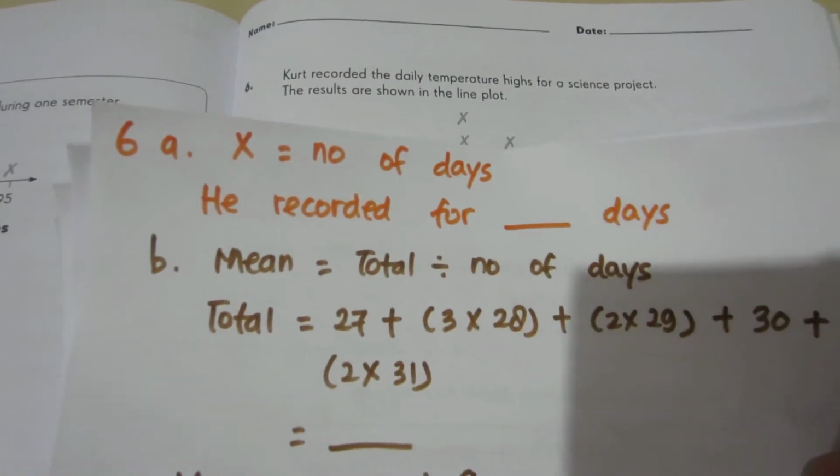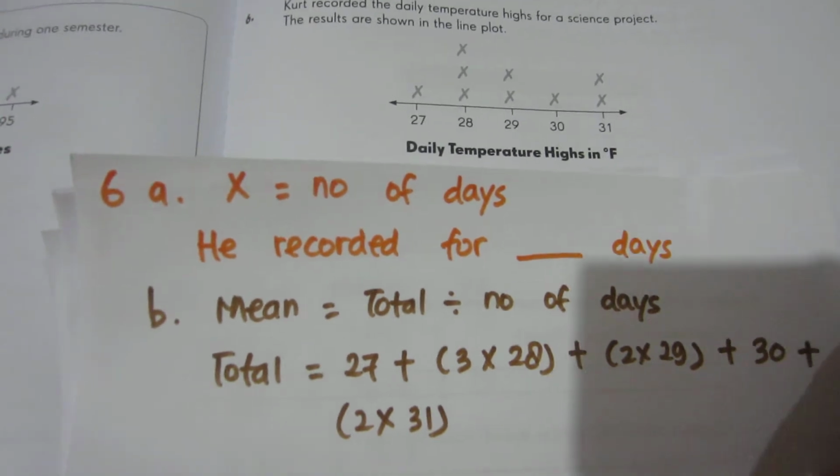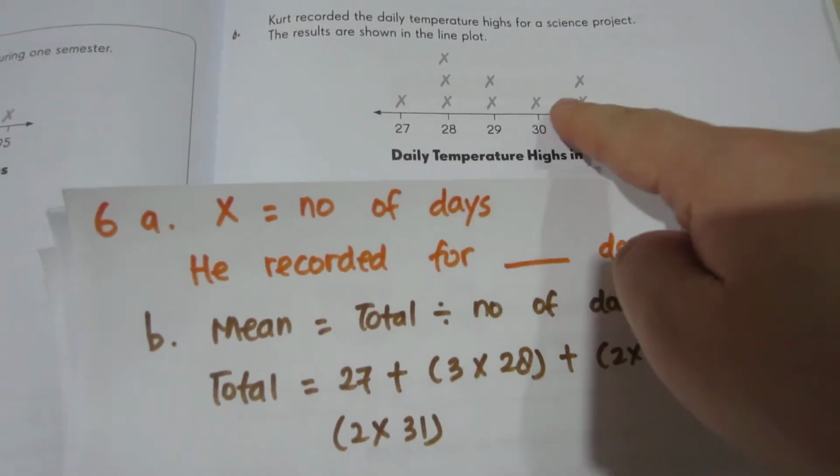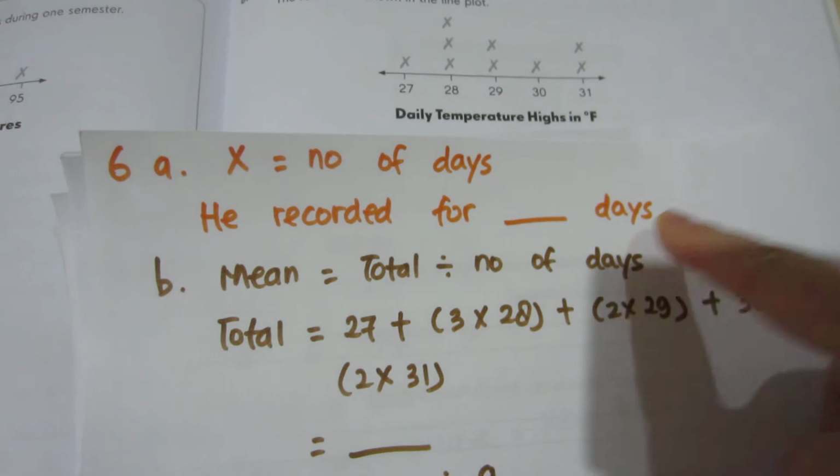So first of all, the X shows the number of days. So that means you just need to count the X to know how many days did he record it. Next, B.